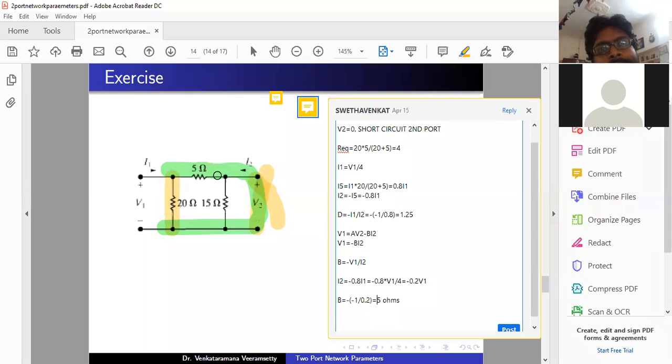Then for that two-port network, all the two-port network parameters remain the same. They do not change with respect to the input voltage or input current.